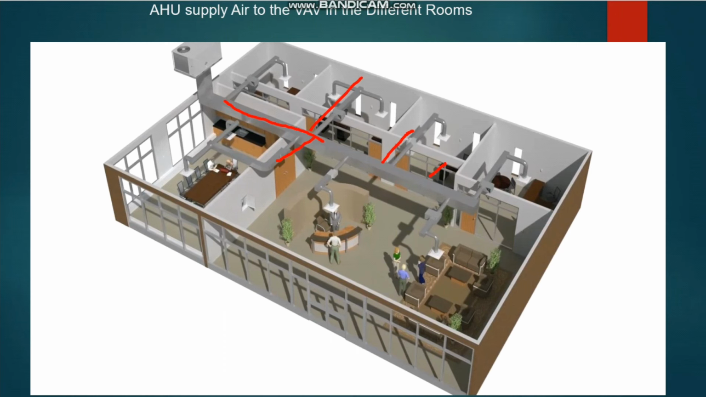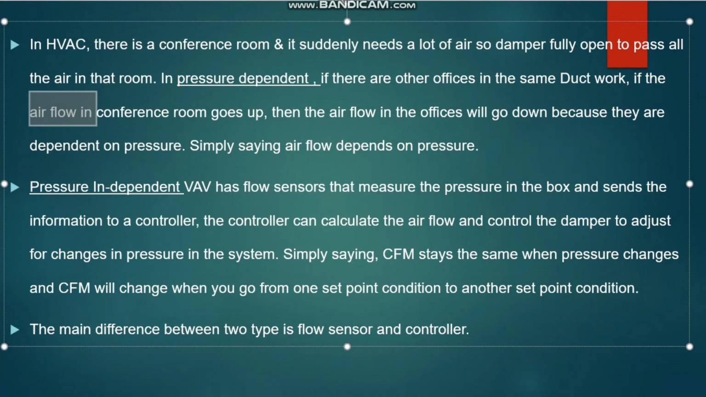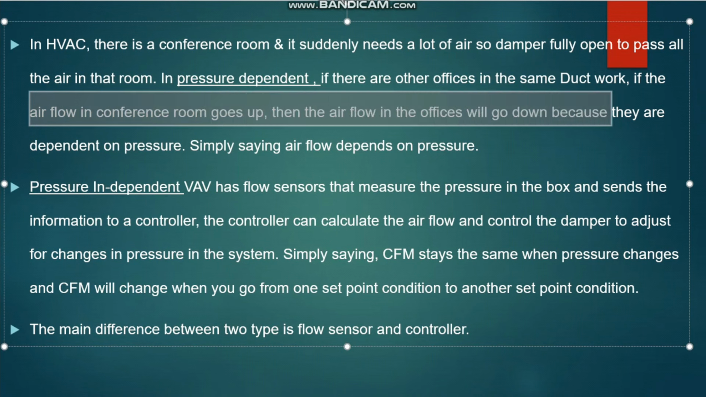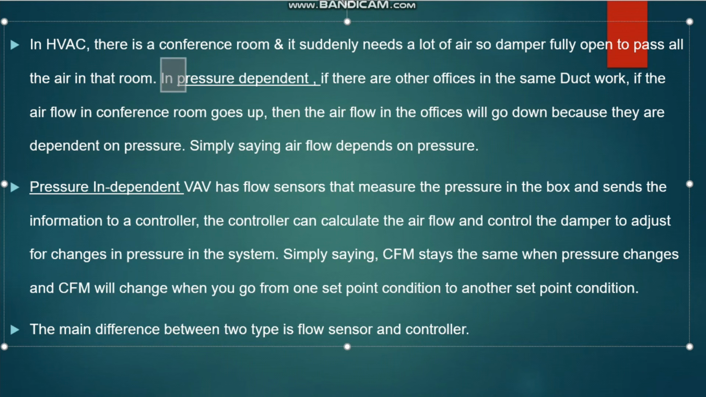Suppose I have around 20 people here. I am going to have a higher flow rate, which means this VAV damper will open, and I will get a higher flow rate. So now let's see the condition. If there are other offices on the same ductwork, and the airflow in the conference room goes up, then the airflow in the offices will go down because they are dependent on pressure. Simply saying, airflow depends on pressure for the pressure dependent VAV.